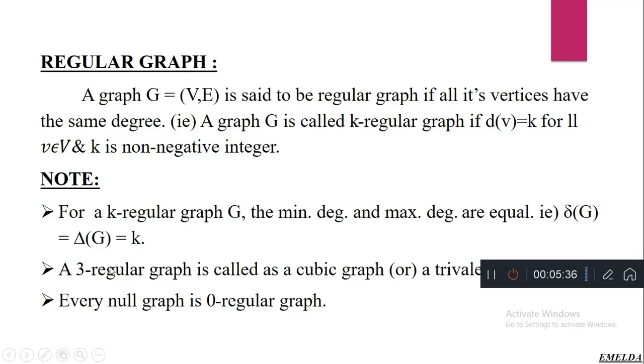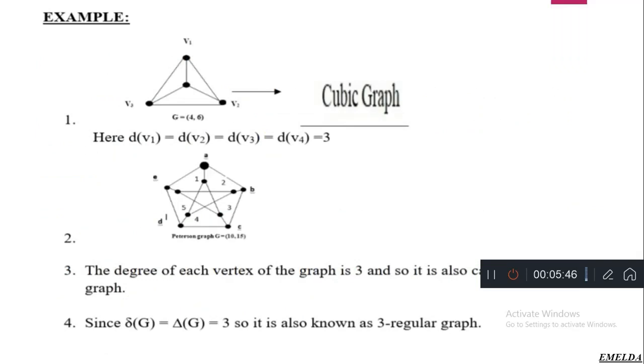Next, a 3-regular graph is called a cubic graph or trivalent graph. Next, every null graph is a 0-regular graph. See, these are some examples I have given. The first one is called a cubic graph. The degree of each vertex of the graph is 3 here. That's why it is called a 3-regular graph or cubic graph. This is the degree of V1. There are 3 edges incident with the vertex V1. So the degree is 3. D of V1, D of V2, D of V3, D of V4 equal to 3.